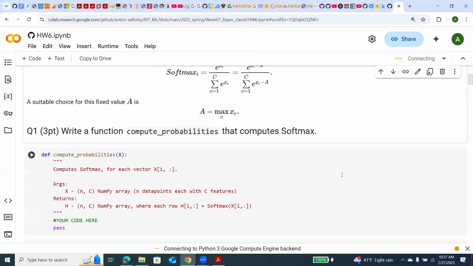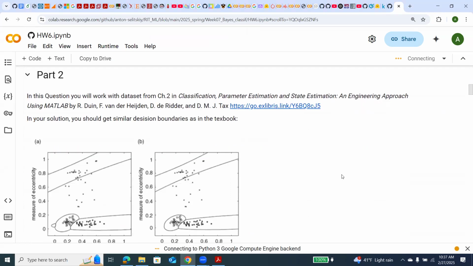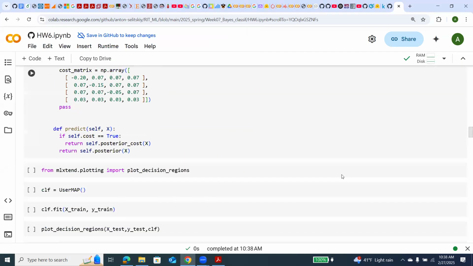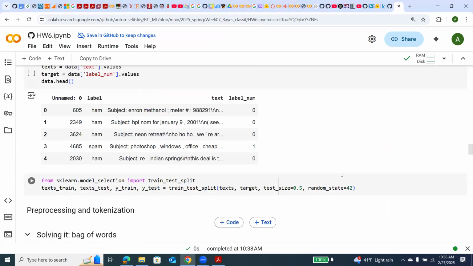So, yeah, the first problem is just to implement softmax. This is the second problem with metal parts. And there is the third problem for the spam filter.